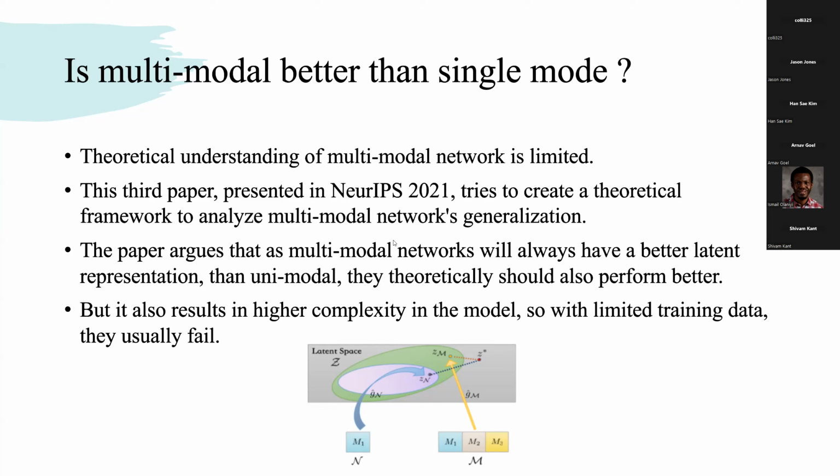The paper argues that as multimodal networks will always have a better latent representation than unimodal, they theoretically should always perform better. But what they find is that because it also has higher complexity, because it's a more complex network, and we always have the problem of a limited training data set, they usually fail in comparison to a unimodal network, because that one is at least trained up to an optimal level.